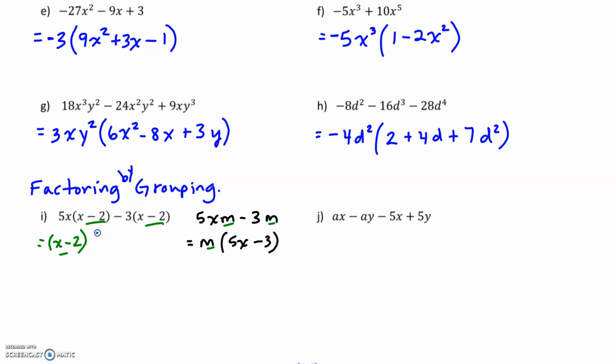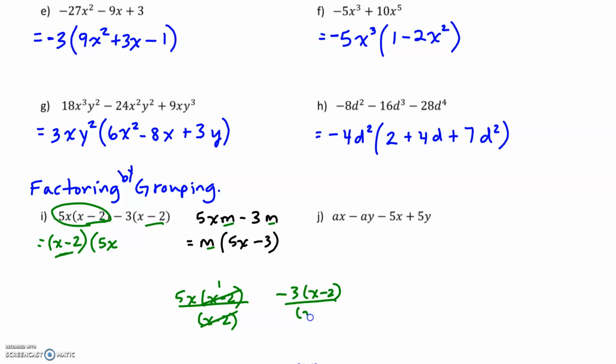What I have left, if I take 5x times x minus 2, which is my first term, and I divide it by my common factor of x minus 2, these cancel and go to 1. So I'm left just with 5x for my first term. If I take my second term, which is negative 3 times x minus 2, and I divide it by my common factor of x minus 2, these cancel and I'm left with negative 3. And then that is your final answer.